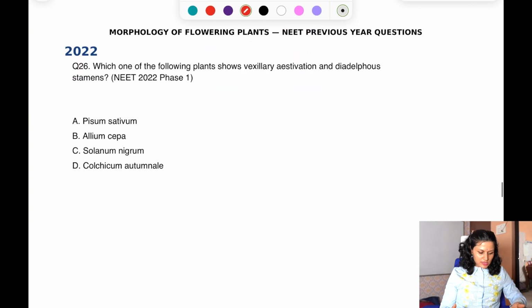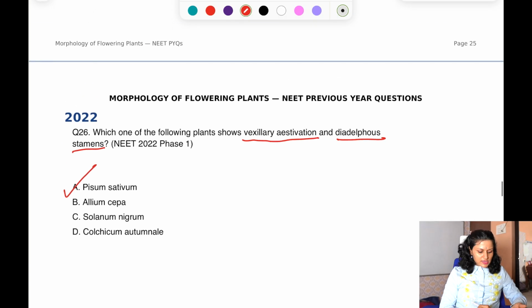Next question number 26. Which of the following plants show vexillary aestivation and diadelphous stamens? So vexillary aestivation will be seen in case of P, and it also shows diadelphous stamens. So correct answer for question 26 will be A, Pisum sativum. Do not worry about these other examples because they are from the other families which have been excluded from NCERT now, that is Liliaceae family and the Fabaceae family.